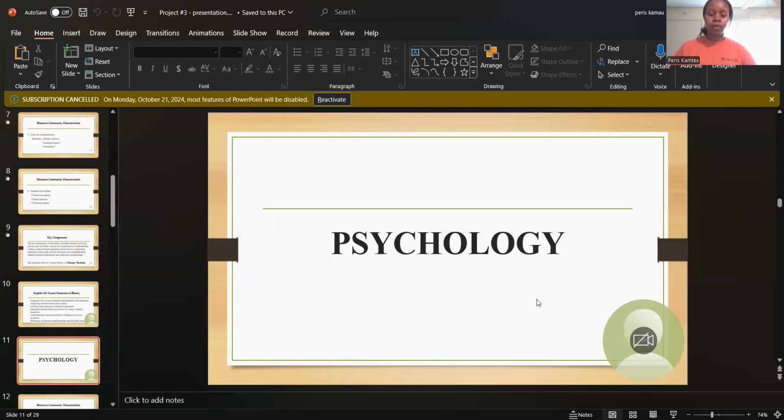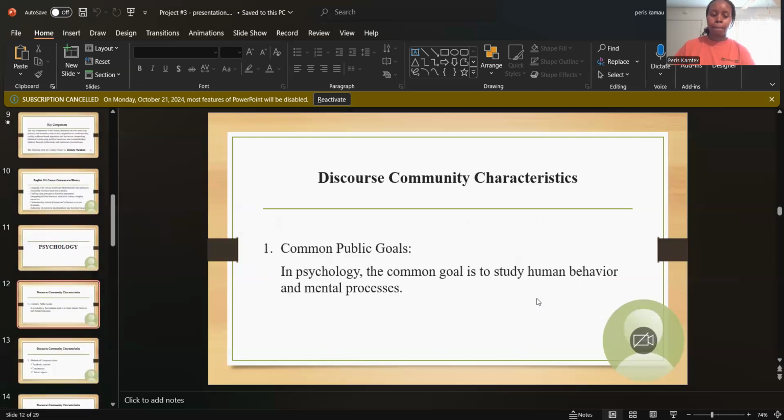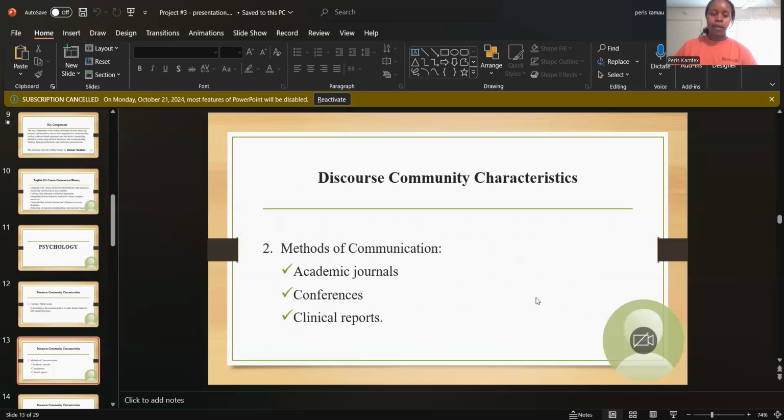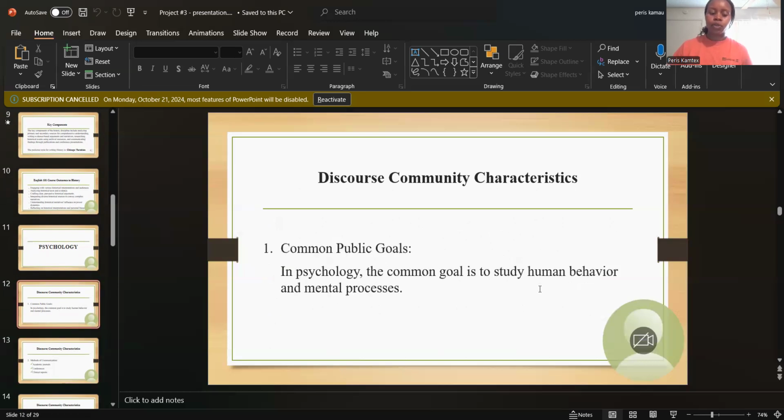We also explore psychology as another discourse community. The common public goal in psychology is to study human behavior and mental processes. Academic journals, clinical reports, and conferences are some of the methods of communication in psychology as a discourse community.